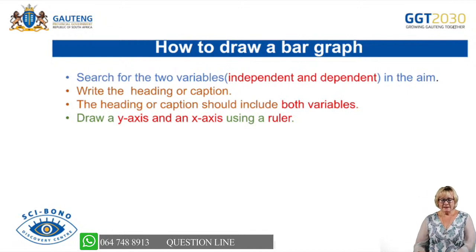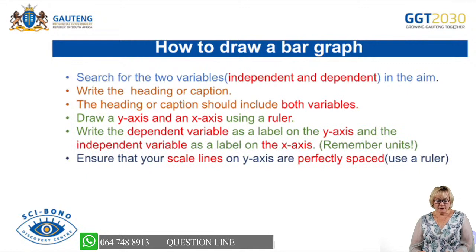Draw a y-axis and an x-axis using a ruler. Write the dependent variable as a label on the y-axis and the independent variable as a label on the x-axis. Remember the units. All right, if you don't include the units, you're going to lose a mark. So the units are millimeter or meter or degrees Celsius, something like that. Ensure that your scale lines on your y-axis are perfectly spaced. Use a ruler.